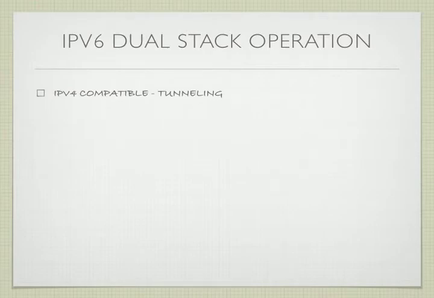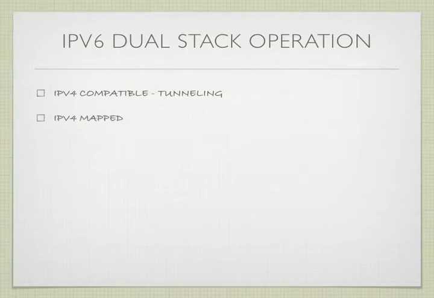IPv4 compatible is the first type of method we have here for being backward compatible between IPv4 and IPv6. This particular technique is rarely used. It requires the use of a special IPv6 unicast address in order to carry the IPv4 information across the IPv6 network.